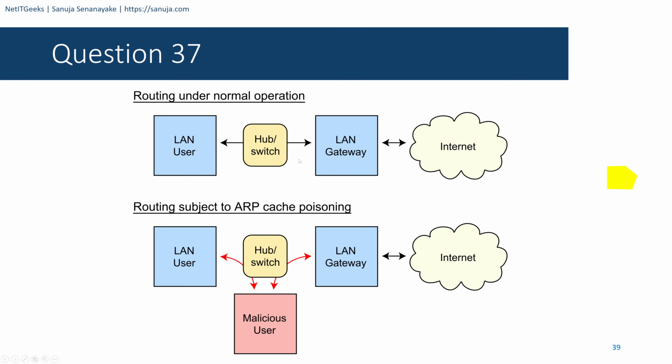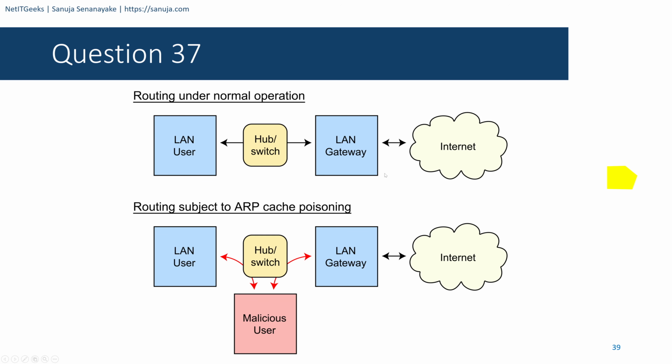If I look at this diagram that I took from Wikipedia, under normal operation you have a LAN user, and through a hub or a switch, it goes through to the next LAN user, and then through the LAN gateway to the internet. Remember, the gateway allows us to communicate between different networks, so the LAN user can access the internet.